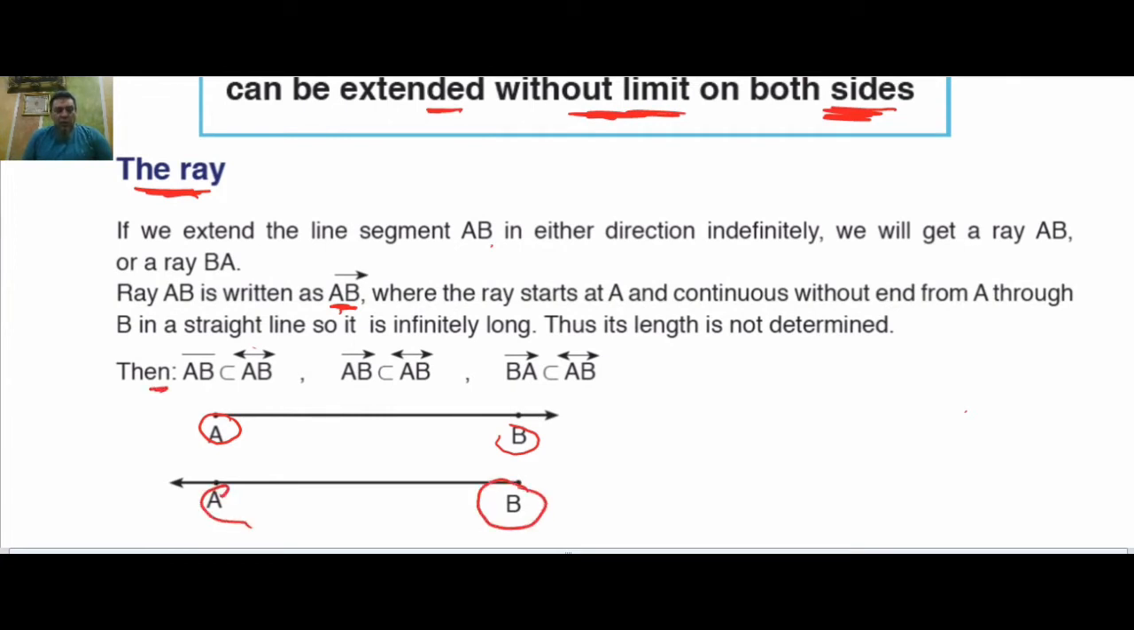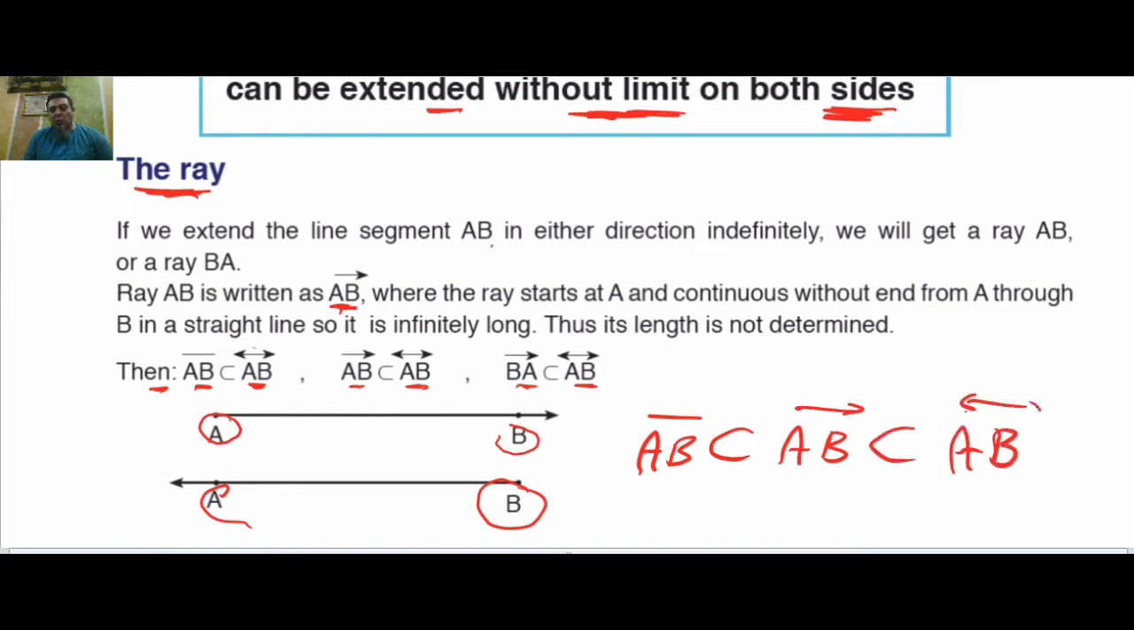So the AB line segment is a subset of straight line AB, AB ray is a subset of straight line AB, and BA ray is a subset of straight line AB. The AB line segment is a subset of AB ray, which is a subset of the AB straight line.